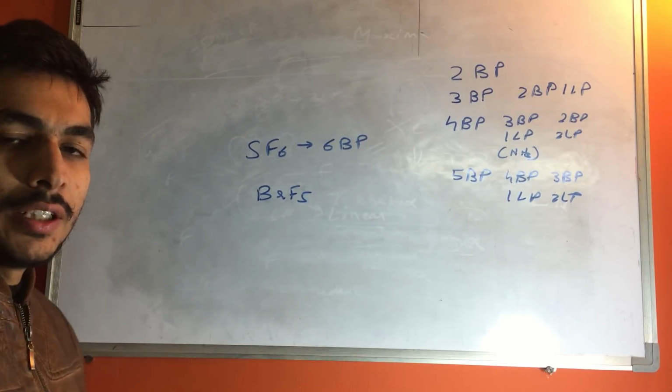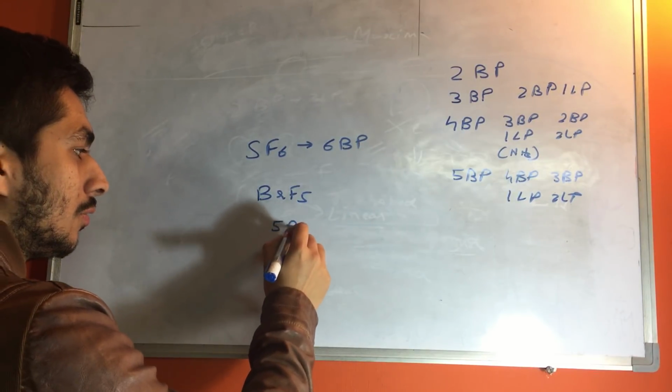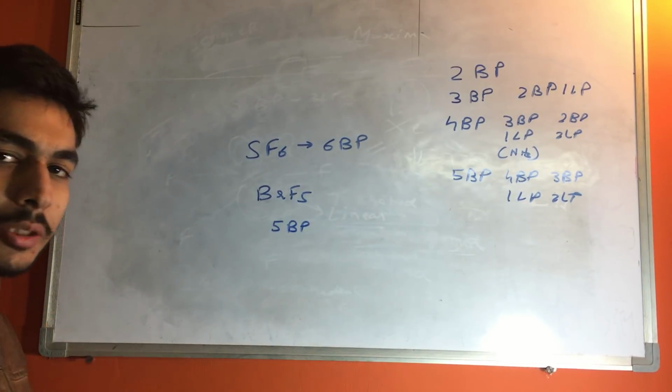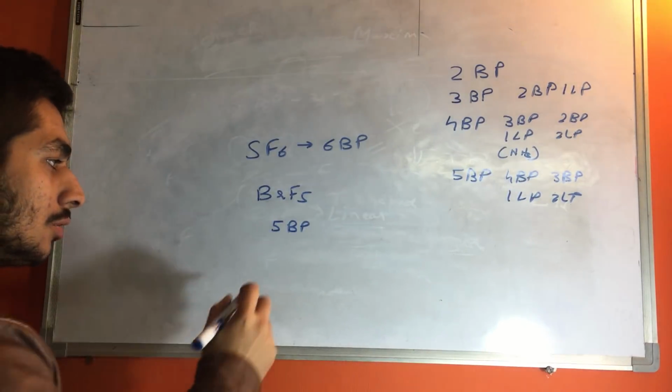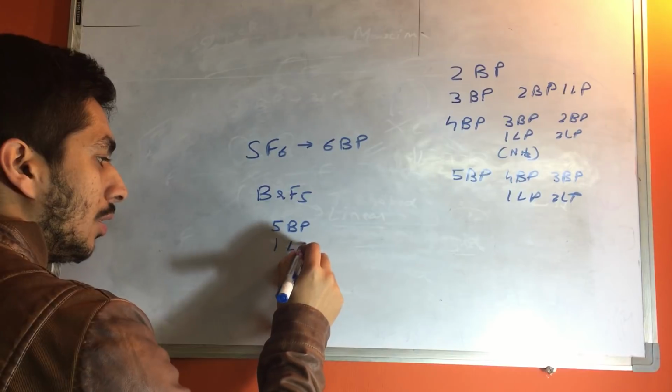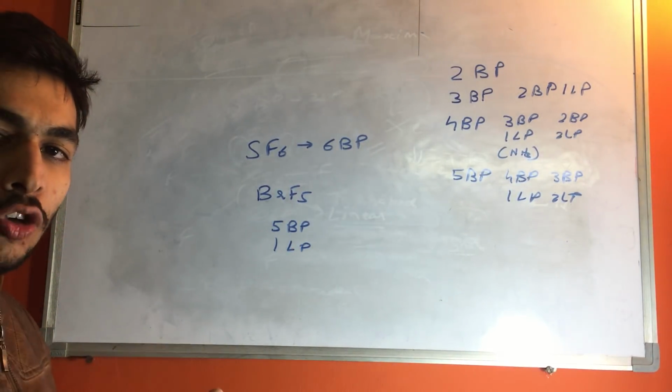So here the central atom is bromine. It has 5 fluorines, so 5 bond pairs. 5 of the electrons are participating in bonding. Bromine has 7 valence electrons, so there's 1 lone pair. So there's 5 bond pairs and 1 lone pair. If a compound has 5 bond pairs and 1 lone pair, the total electron pairs is 6.